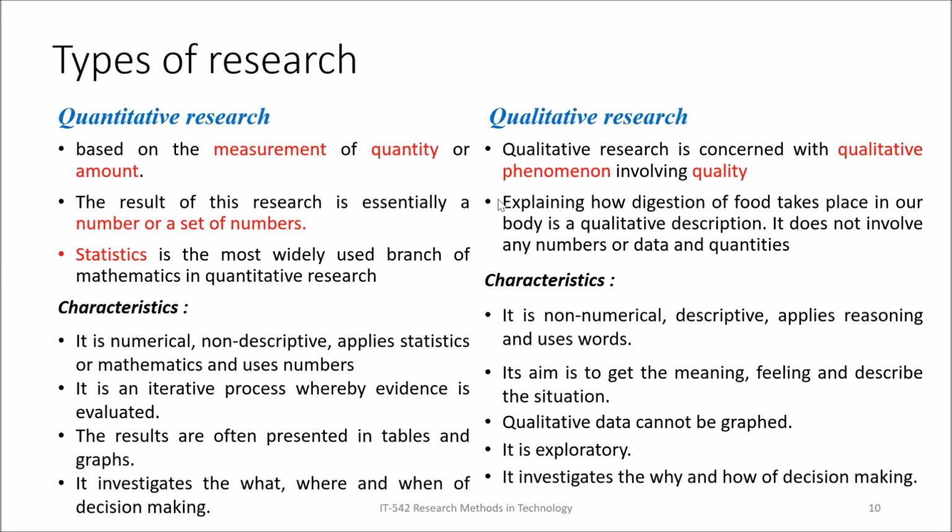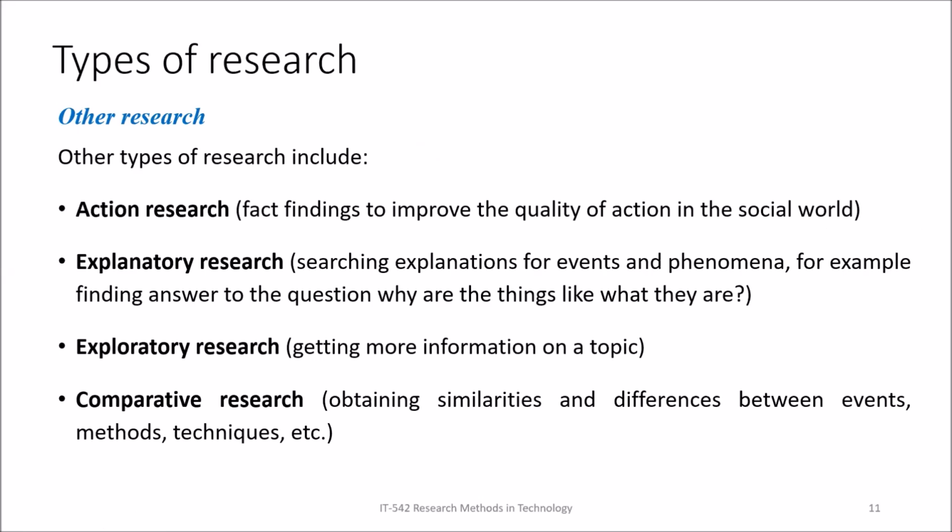Then the other researches are action research, explanatory research, exploratory research, and comparative research. I think we have discussed these things. Fact finding means, for example, when you're taking interviews, how you take the interviews to improve quality. Generally, fact findings come through interviews and discussions, right? How immediately you can take some actions based on that, that research is action research. Explanatory is searching for explanations for events and phenomena. For example, finding answers to questions like why are things like this, right?